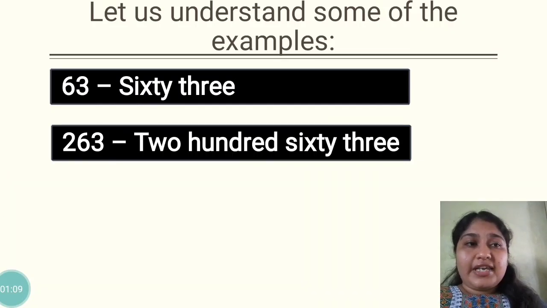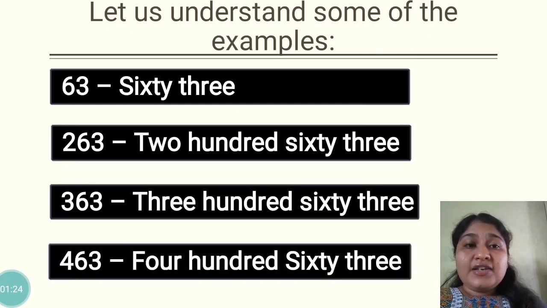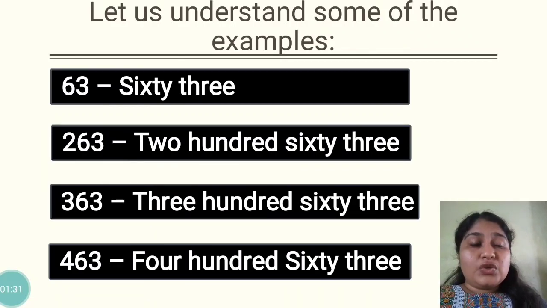263. Next, 363. So, the number name of 363 will be 363. So, students, 63 से पहले हमने क्या लिखा, 300. And the last is 463. So, what will be the number name of 463? 463. So, 63 से पहले हमने क्या लिखा, 400.